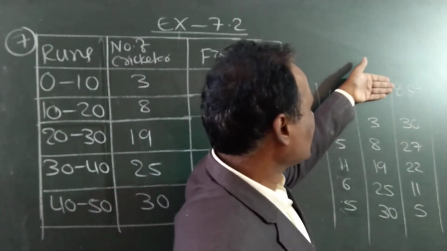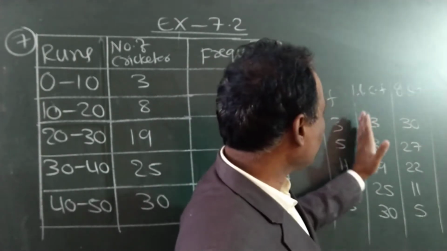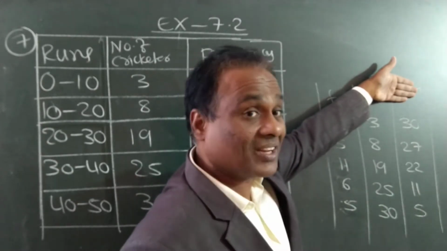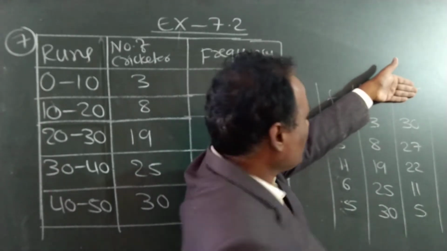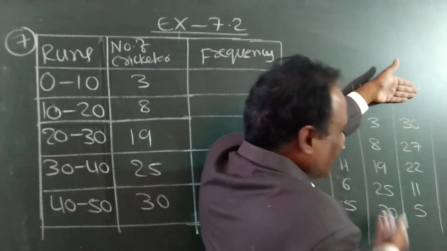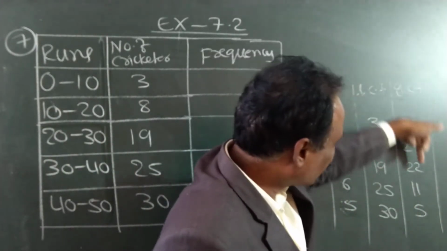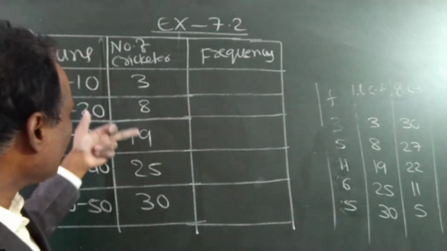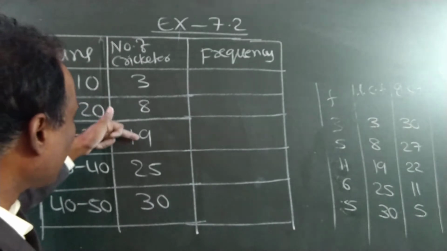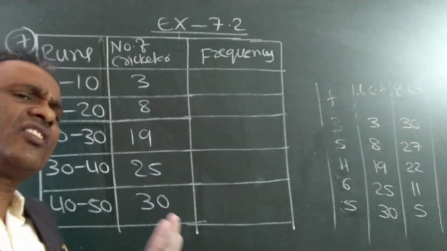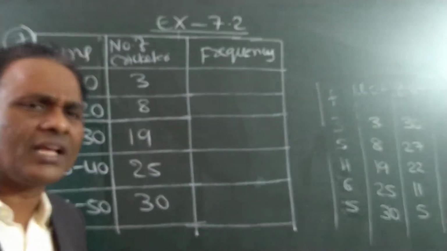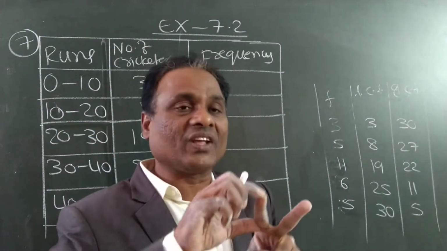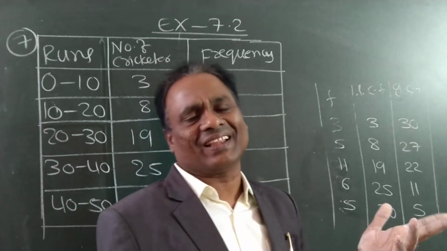Suppose these words are not given. Only these two are given. Can you tell what is less than cumulative frequency and what is greater than cumulative frequency? Yes, we can tell. Because if it is increasing mode, it is less than cumulative frequency. If it is decreasing mode, it is greater than cumulative frequency. Here also, tell what is this? 3, 8, 19, 25, 30. This is already given that it is a cumulative frequency. Now you have to tell, you have only two options. Is it less than cumulative frequency or greater than? Less than or greater than, that you have to tell.